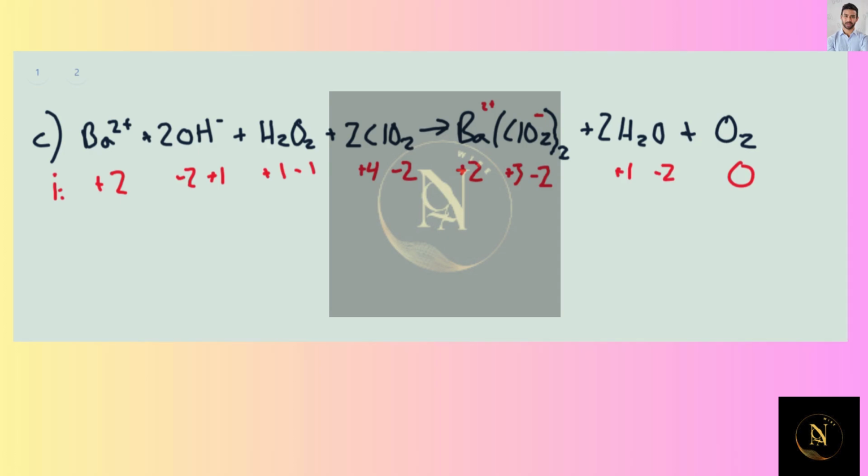Now we need to look for the total electrons transferred in this reaction. We can see that once again from the ClO2 compound, we have an addition of 1 electron. And there's 2, so 2 times 1 electron, and that is coming from this oxygen here. So there are 2 electrons transferred.